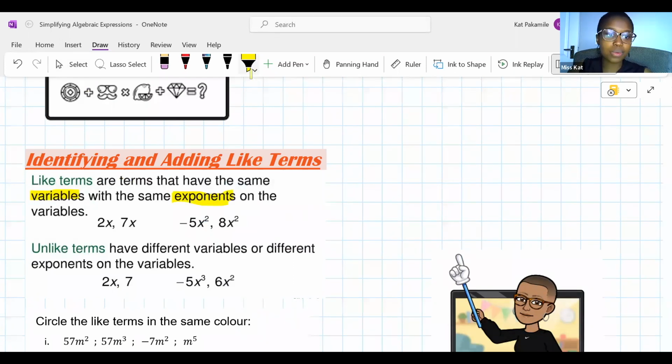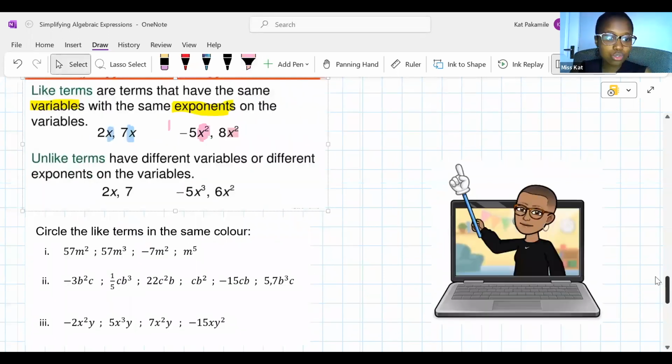So if you look at the bottom here, 2x, it's just x, so they are like terms, okay? This one has an x squared. These 4 are not like terms because this one is squared and these ones are not. So like terms not only have to have the same variables, they also have to have the same exponents, okay? I hope you are with me, okay?